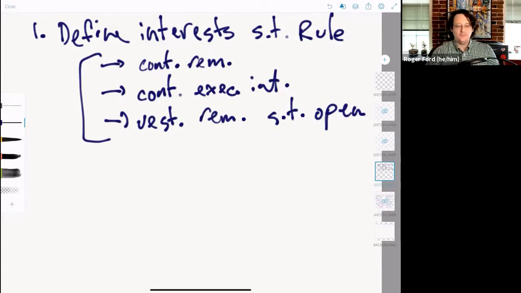And that means that, for instance, if you have a grant that has multiple of these, you have to analyze it for each one of them. And if any one of them fails, the whole thing fails.